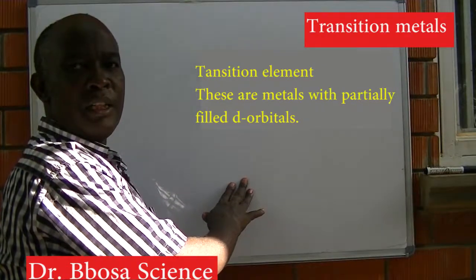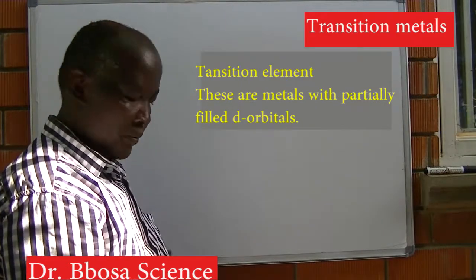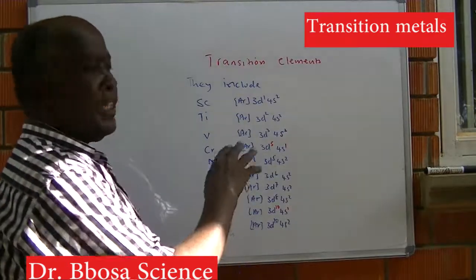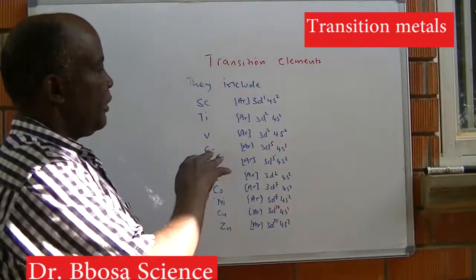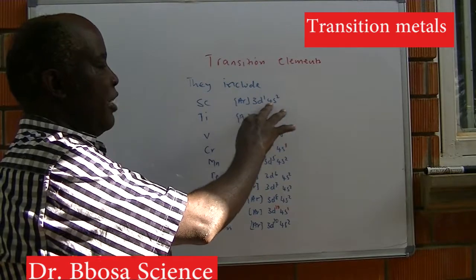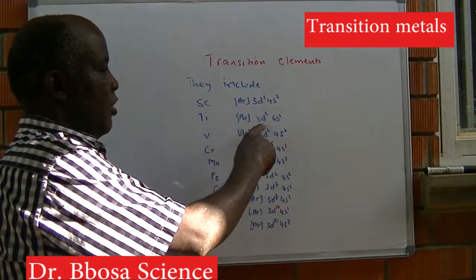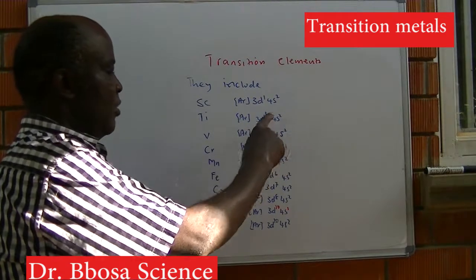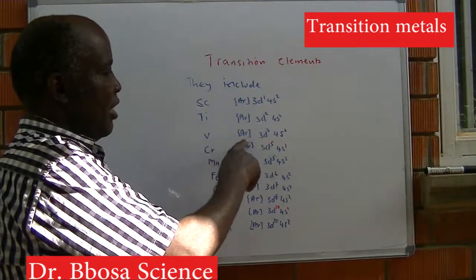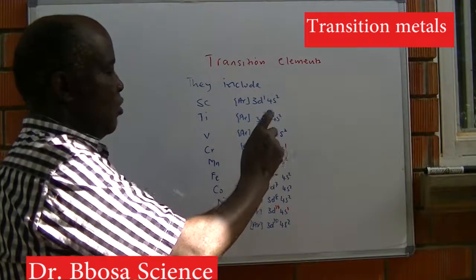These are metals with partially filled d orbitals. They include scandium, argon filled d1 4s2; titanium, argon filled d2 4s2; vanadium, argon filled d3 4s2.